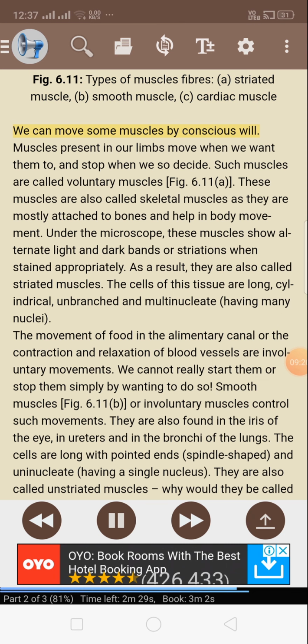We can move some muscles by conscious will. Muscles present in our limbs move when we want them to, and stop when we so decide. Such muscles are called voluntary muscles. Fig. 6.11 These muscles are also called skeletal muscles, as they are mostly attached to bones and help in body movement. Under the microscope, these muscles show alternate light and dark bands or striations when stained appropriately. As a result, they are also called striated muscles.